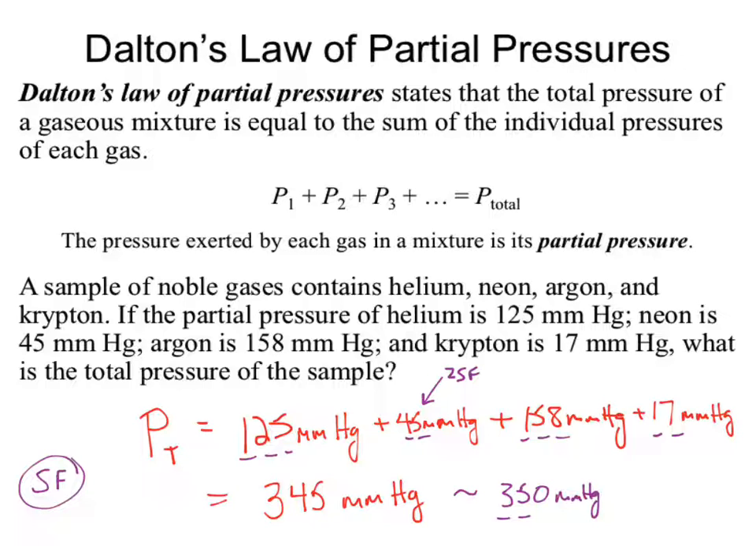The ones place, which means my answer needs to be reported to the ones place, which means my answer is 345. Why do we have more sig figs? When we add numbers, we have the possibility of increasing the number of sig figs.